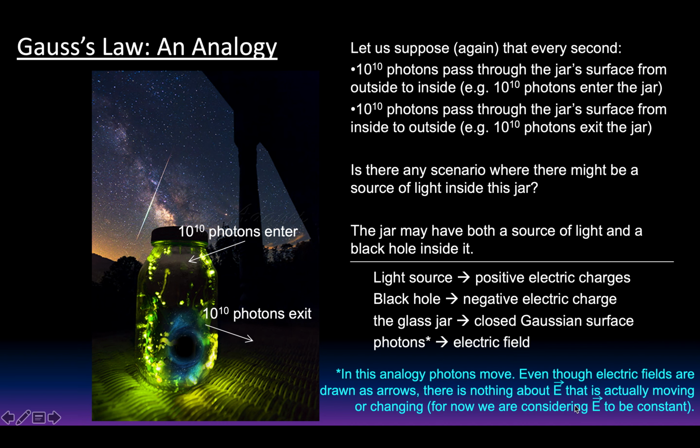Now, I also just have the asterisk here because in this analogy, the photons are moving objects. When we work with electric fields, there is nothing that is actually moving, but we still visualize electric fields as arrows filling space. So we could imagine an arrow pointing into a jar as opposed to pointing out of a jar.